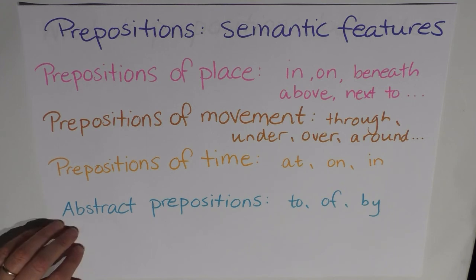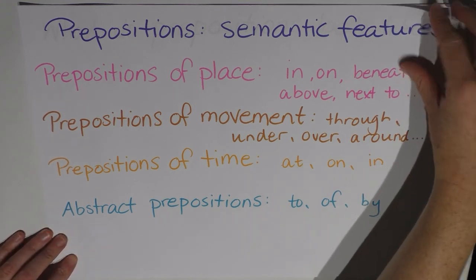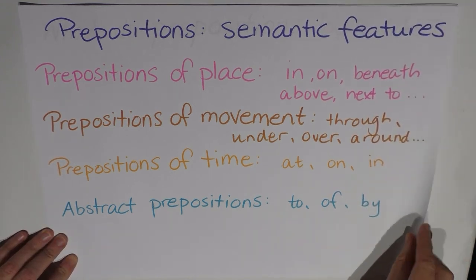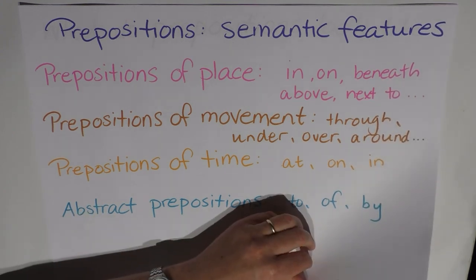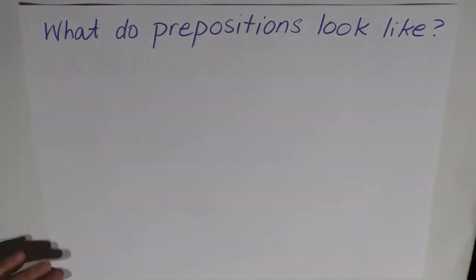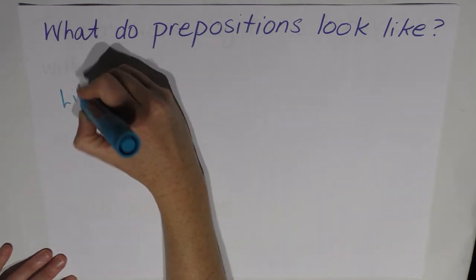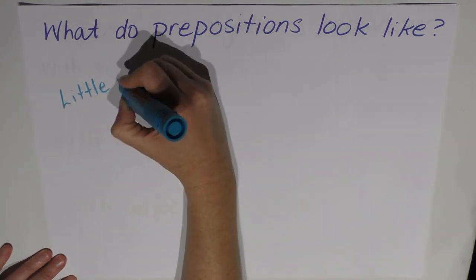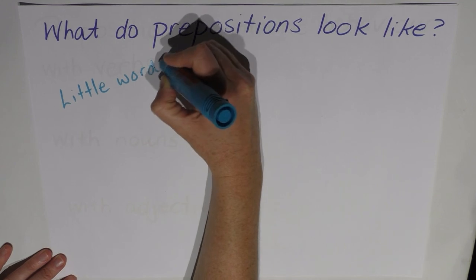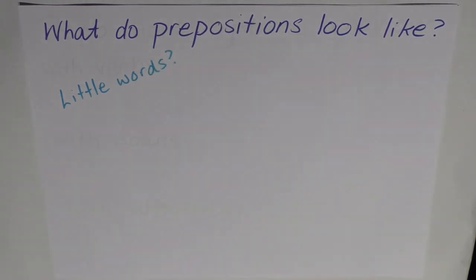But having said all that, what do prepositions look like? I mean, you've seen some examples there, but let's just have a look at what they look like and how we can describe what they look like. Now, a lot of people would immediately say, well, prepositions are little words. My question to you is, is that a good description of prepositions? If you see a little word, do we immediately know that it's a preposition? Let's have a look at that.